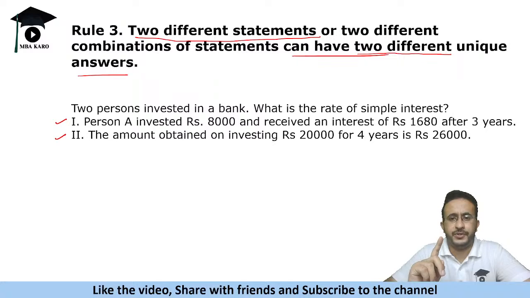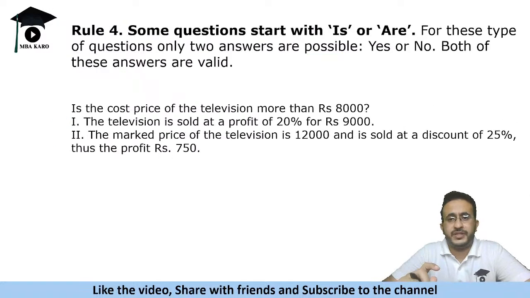But the answer should be unique. You should be able to find an answer. It should not be that it cannot be determined. Okay. Then the next rule says that there are some questions which have "is" or "are" as the starting.